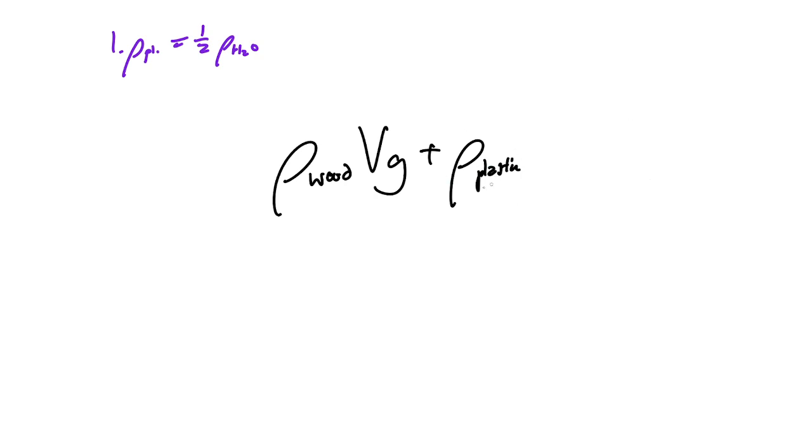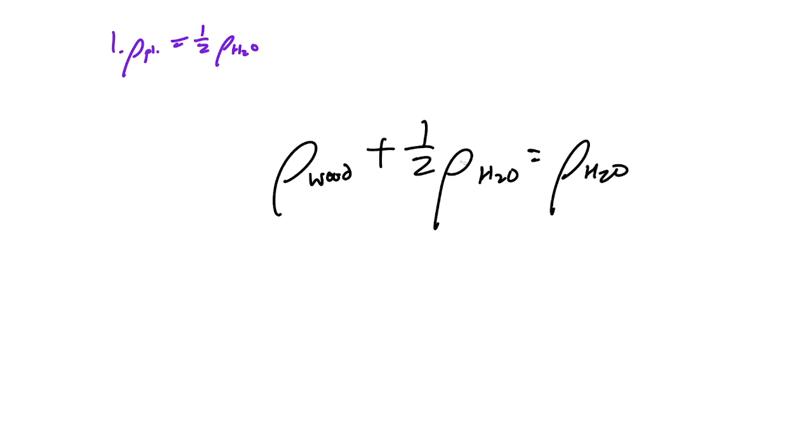We know that the density of our plastic is 1 over 2 times the density of our water. And I'm just going to cross out all the VGs. So that would mean that the density of our wood plus 1 over 2 times the density of our water is going to be equal to the density of our water, right? And we can just move this to this side, which means that the density of our wood is going to be equal to 1 over 2 times the density of our water. So same thing as plastic, basically.